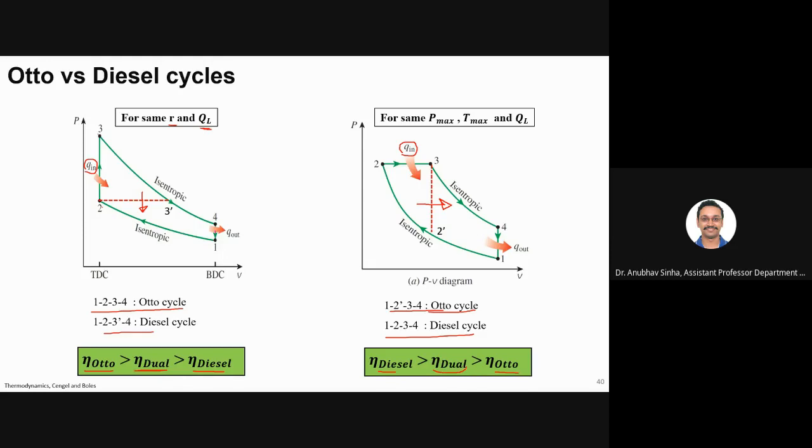Generally, in actual real engines, you see that the compression ratio is higher for a diesel engine, and generally diesel gives you more efficiency.